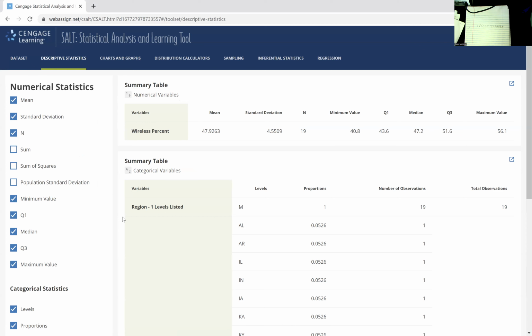Okay, the minimum is 40.8. Q1 is 43.6. Q2 is the median, which is 47.2. Q3 is 51.6. And the max is 56.1.